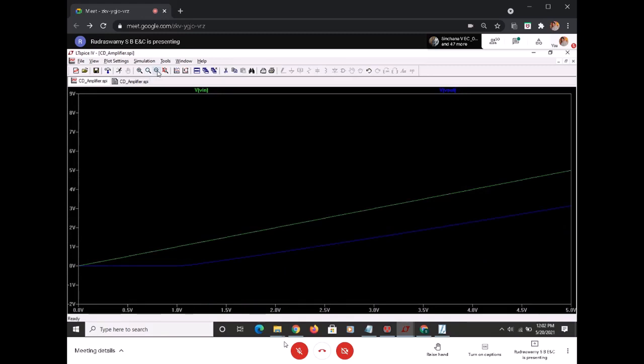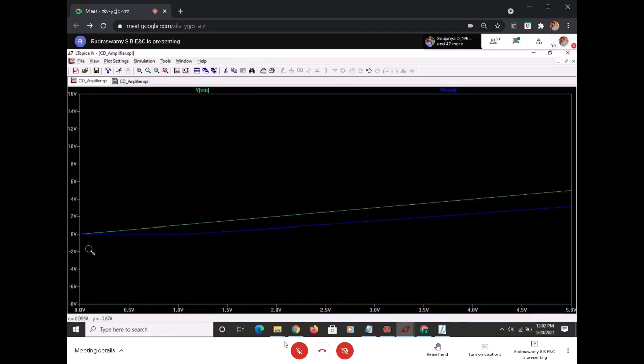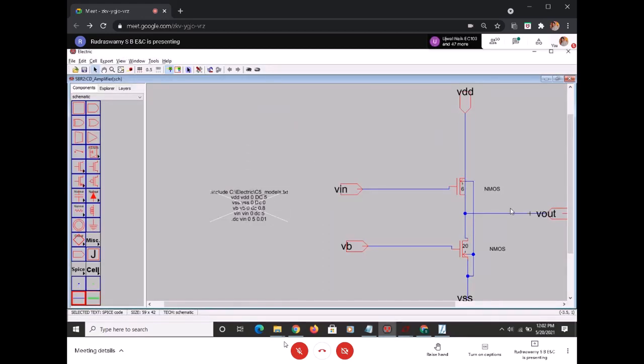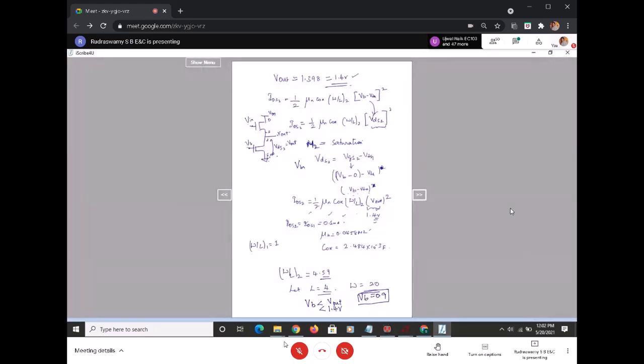You can see that from 0 they are not parallel. After some voltage, above 3.5 and 4, from here onwards they are eventually becoming parallel. So the Vin biasing voltage is very important now.